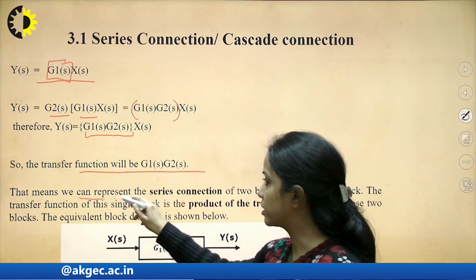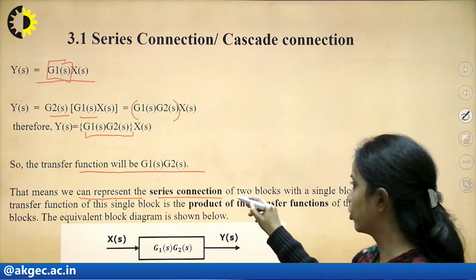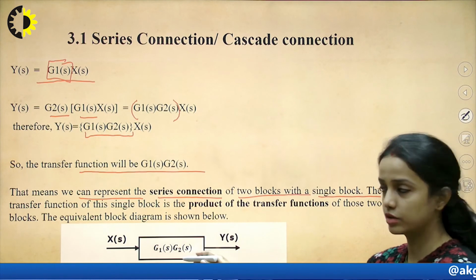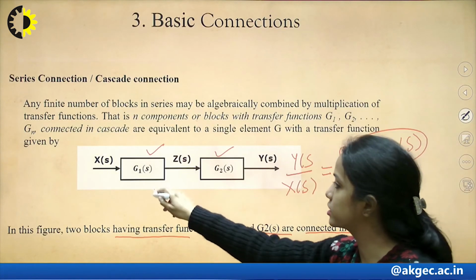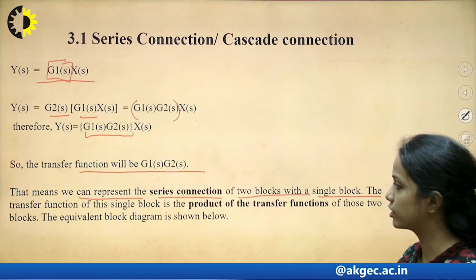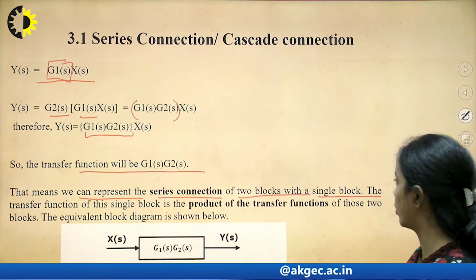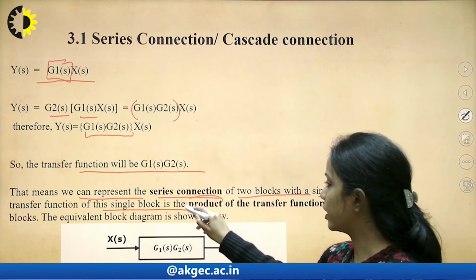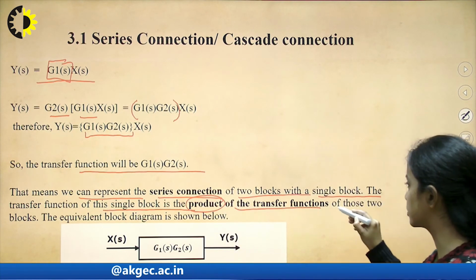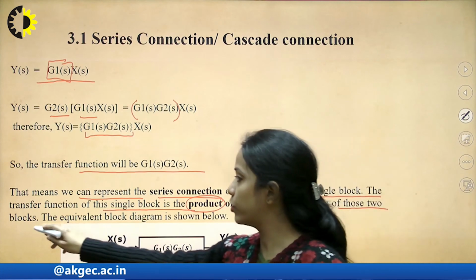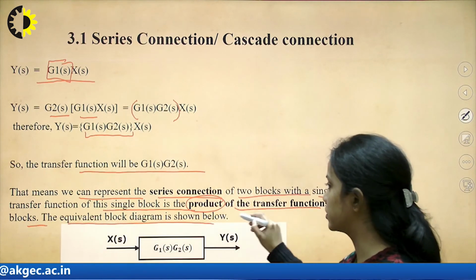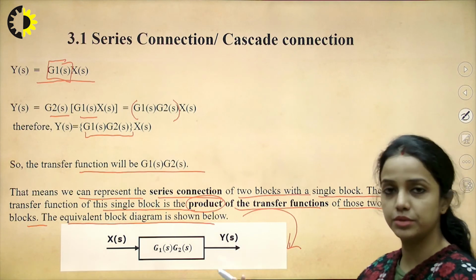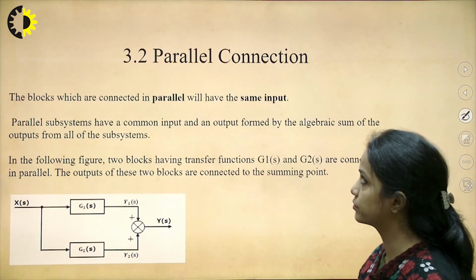That means we can represent a series connection of two blocks with a single block. In the previous diagram, it is block 1 and block 2. We are replacing them with just a single block. The transfer function of the single block is the product of the transfer functions of those two blocks. The equivalent block diagram is shown below. It is a simple algebraic multiplication of the two of them.